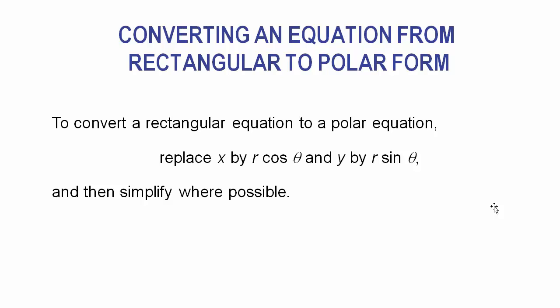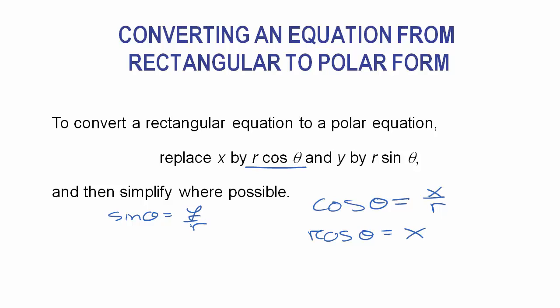You just have to remember that, coming from SOHCAHTOA, cosine of theta equals x over r. So with some simple math, r cosine theta equals x. Anytime you see an x in your equation, you replace it with r cosine theta. Do a simple substitution. And then the same thing with y, because that comes from sine theta equals y over r, and of course, just multiply both sides by r.